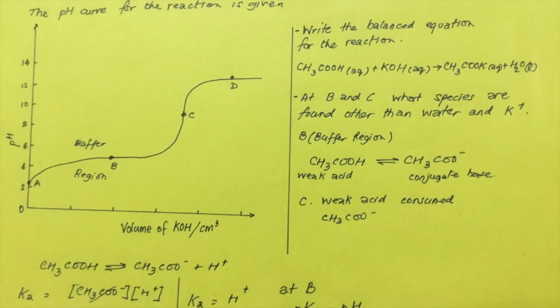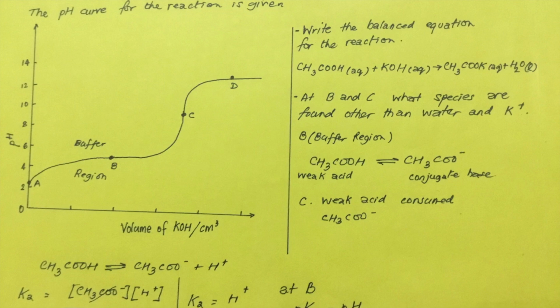And our last topic, ethanoic acid is titrated using potassium hydroxide, and the pH curve for the reaction is given here. The first thing that you had to do was to write the balanced equation for this reaction. So ethanoic acid, potassium hydroxide, the salt of potassium hydroxide and ethanoic acid, and water. Acid plus base gives salt and water. Then, the part that proved difficult for students was the second part of this question here. At B and C, what species are found other than water and K+?